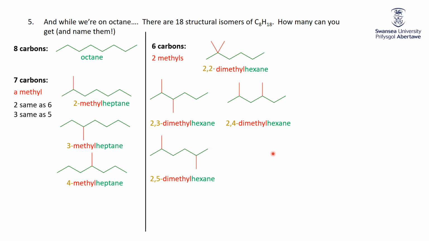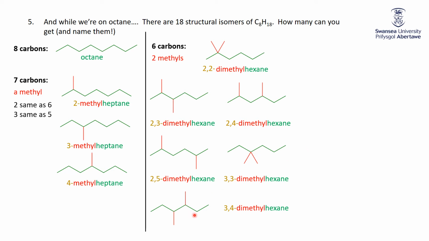Now let's try putting the methyl group on the 3 carbon. Well, if we put 1 on the 3 carbon, we put the second one on the 3 carbon. So one of our isomers, 3,3-dimethyl hexane. Put 1 on the 3, 1 on the 4. So now we get 3,4-dimethyl hexane. Okay, can we put 1 on the 5?